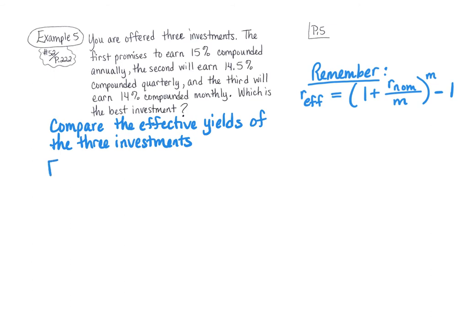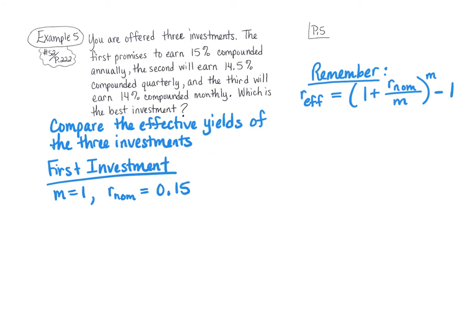Okay, your first investment. It says the first promises to earn 15% compounded annually. So if it's compounded annually, that means our M is 1. And it says it earns 15% annually, so our nominal interest rate is equal to 0.15. That comes from the 15%.